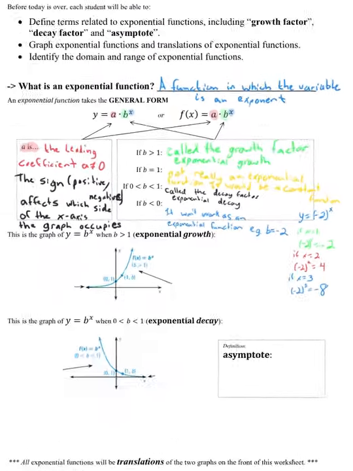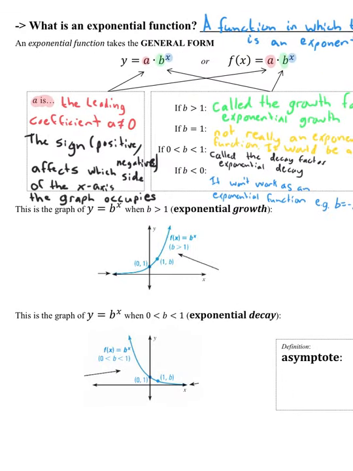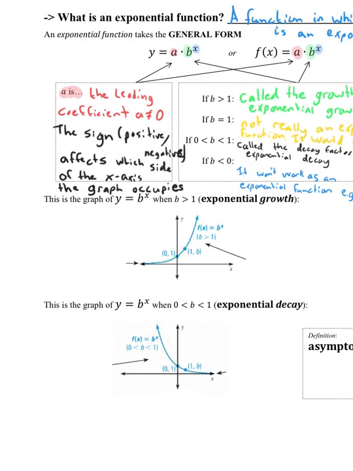Okay, now we're going to look at just an exponential function. This is what they generally look like. There's two examples here. The first one is showing exponential growth. This is the graph of y equals b to the x, so it's just assuming that a is 1. We'll start with that. A equals 1, so that's why it's not written down. This is like a parent function for these types of graphs, and this is when b is greater than 1. So that's where exponential growth comes in.